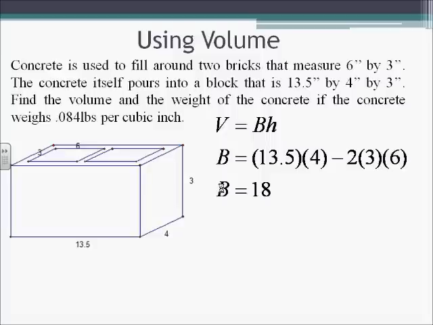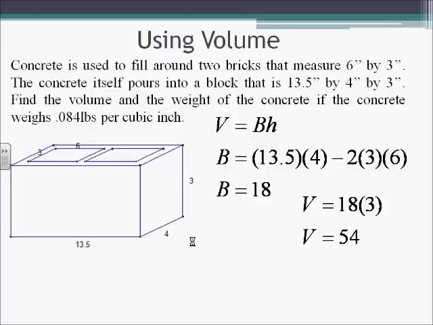So we know the area of our base is going to be just the area of our base with those two pieces subtracted off. So our area of the base would be 13.5 times 4. We subtract off then the two areas of the bricks there. So we've got 3 by 6, but we multiply it by 2 because there's two of them. When we do that subtraction, the area of our base is going to be 18. We multiply that by the height, which is 3. So our volume is going to end up being 54 cubic inches.